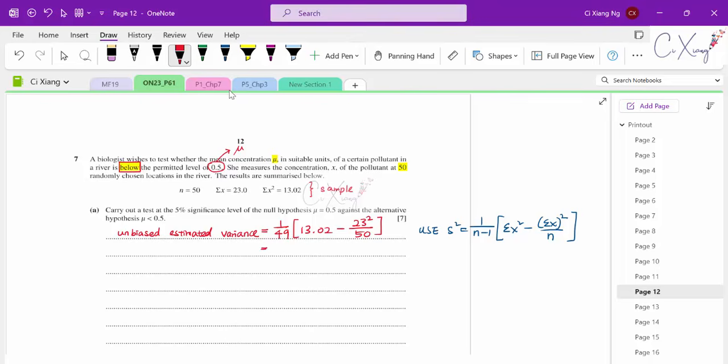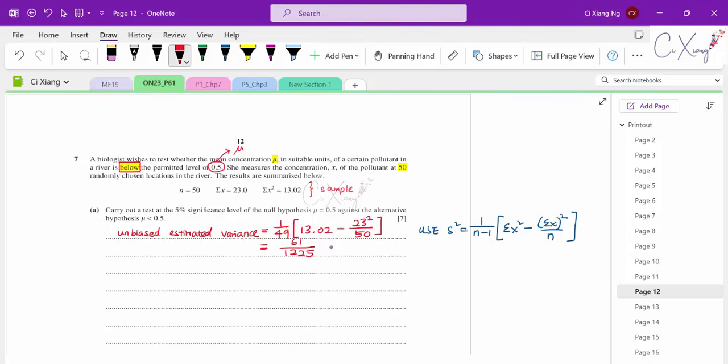Okay, when I try to calculate this value, if you can get a very nice fraction, please keep it in the original fraction. So it should be 61 over 1225. I keep it as the original fraction because this is not my final answer. I have to use this value later in other calculations. To make sure that my calculation is accurate, you have to keep it as the original fraction first. So this is the estimated population variance that we have.